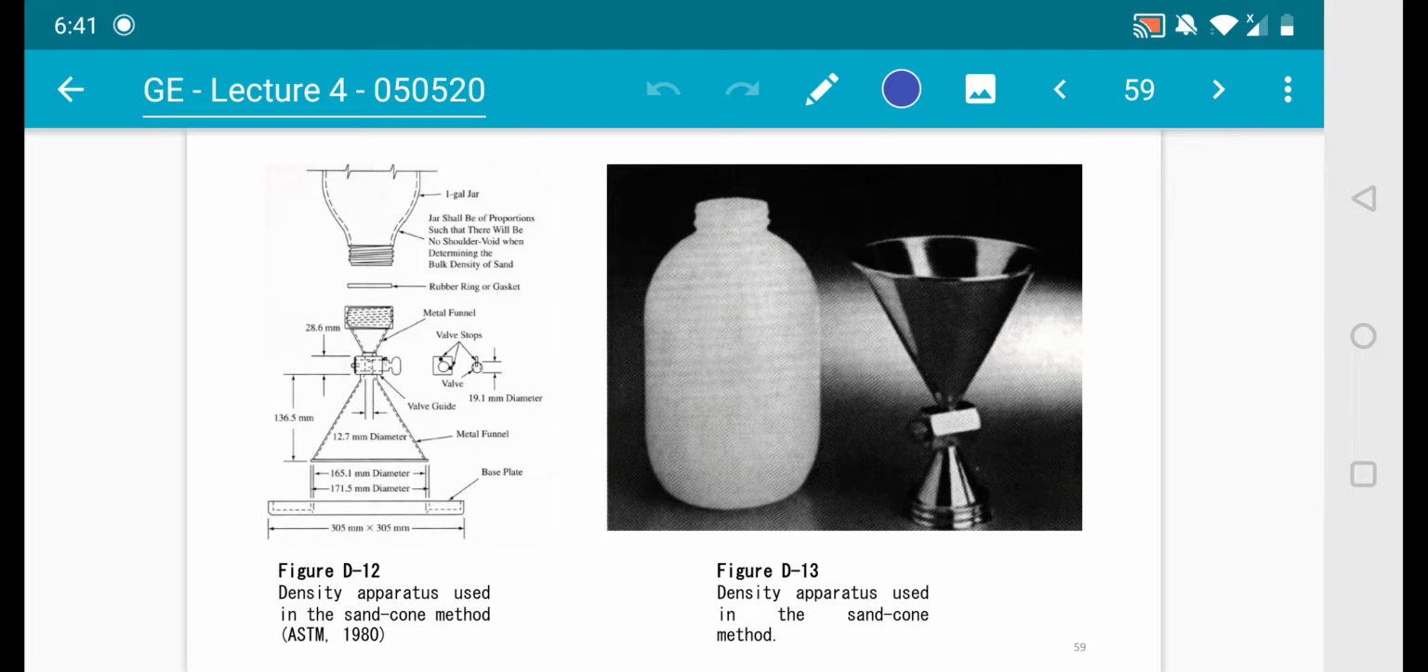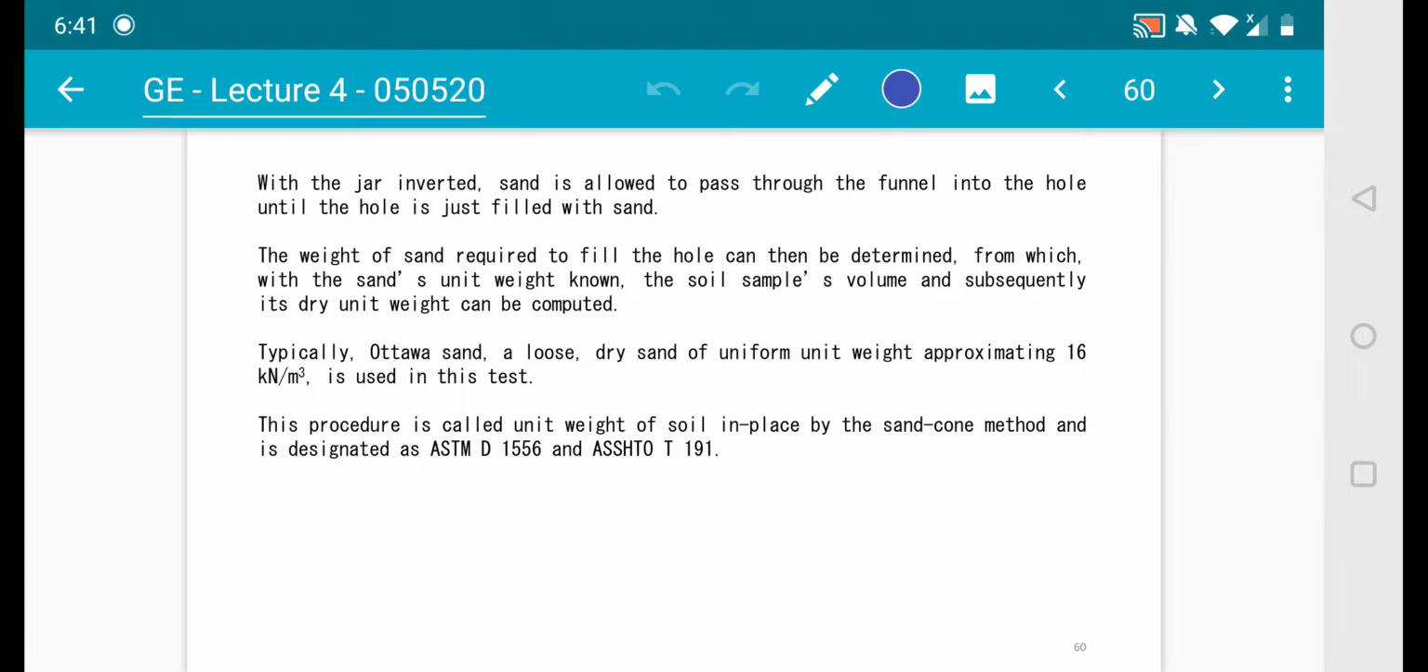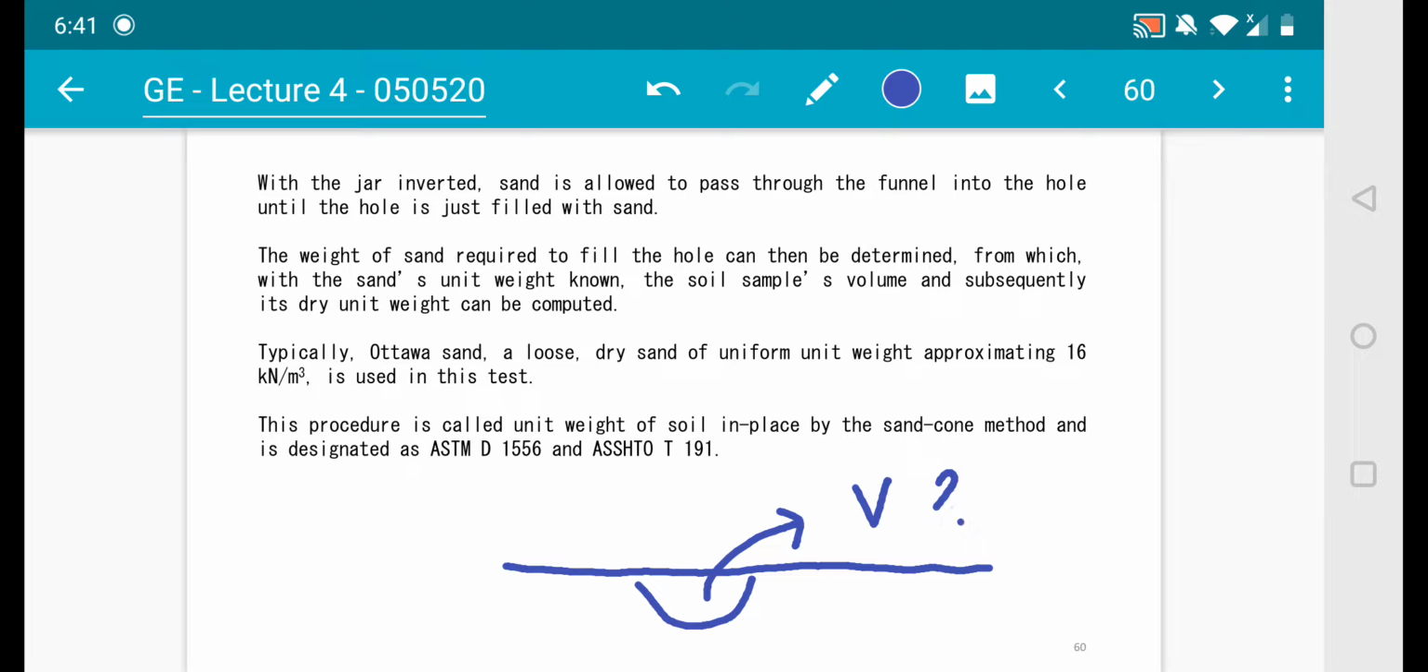Okay, this is the apparatus used for determining the unit weight of soil at site. Basically, I'm just going to draw this. That's your site. You're going to dig this. However, you don't know the volume. You take this to the lab and you can determine its other parameters such as moisture content, and its unit weight. Oh no, you can't determine its unit weight because you don't know the volume.